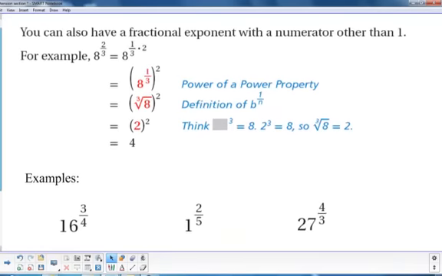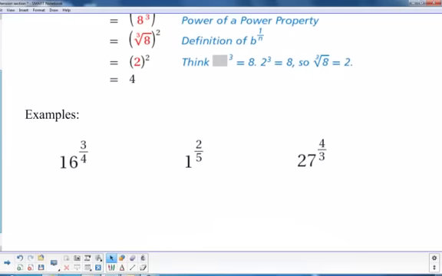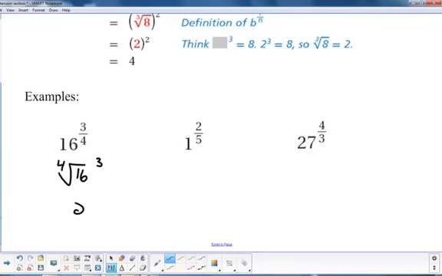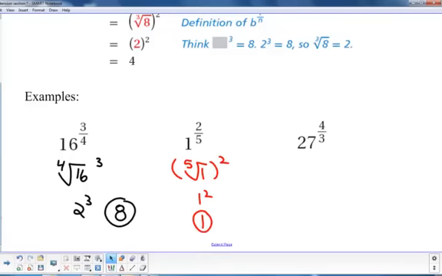And for the last page tonight, this is when you have actually a fraction. So this is the 4th root of 16 cubed. So this is 2 cubed. So 2 times 2 is 4 times 2 is 8. And this is the 5th root of 1 squared. So the 5th root of 1 is 1, and 1 squared is 1.